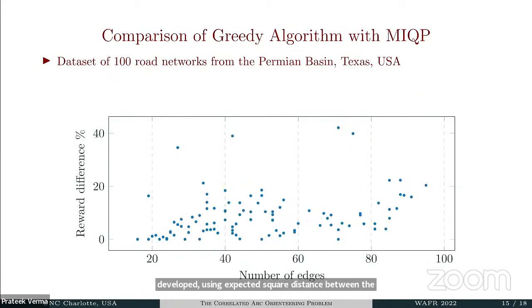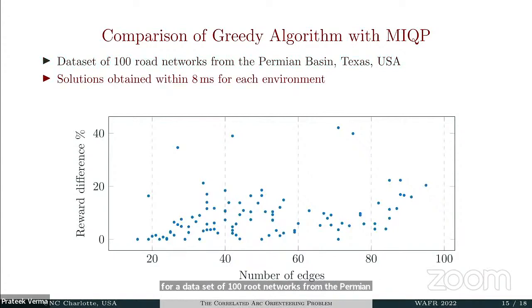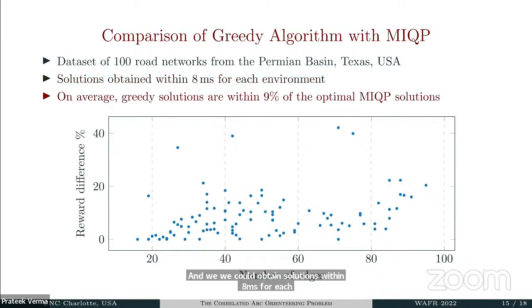So we compare the greedy algorithm with the MIQP solution for a data set of 100 road networks from the Permian Basin in Texas. And we could obtain solutions within 8 milliseconds for each of the environments. And on average, the greedy solutions were within 9% of the optimal MIQP solutions.